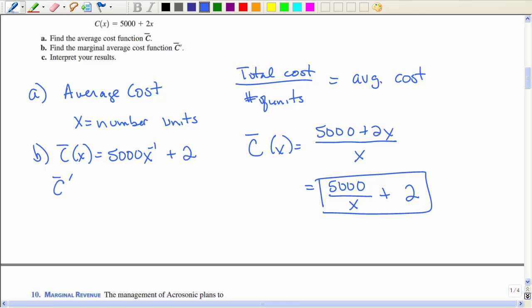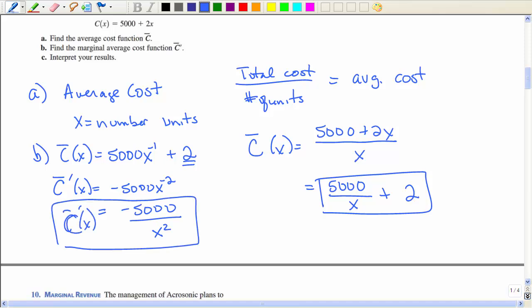All right, so when we find the derivative, we can use our power rule. So that's negative 5,000, x to the negative 2. Remember, the derivative of the constant is 0. And then let's go ahead and rewrite that and bring that x down to the bottom again. So that is the marginal average cost. When you see marginal, think derivative.